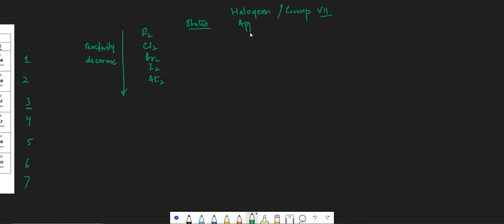Okay. Now fluorine is a gas. Bromine is a liquid. Iodine is a solid, and astatine is also a solid. As far as their appearance goes, fluorine is a pale yellow gas. Okay, chlorine is greenish yellow. Then you have bromine, that is a red-brown liquid. Iodine is a gray solid, and astatine is black.